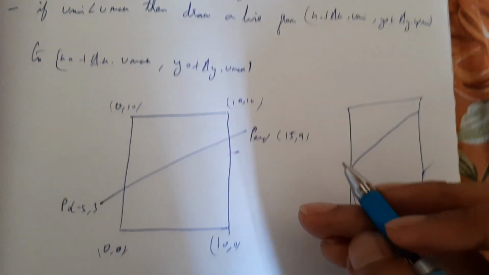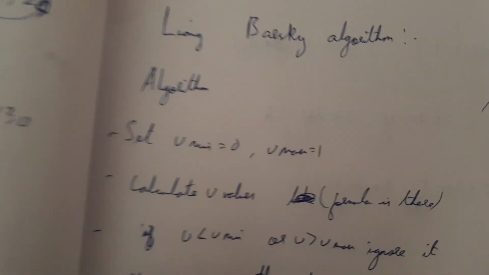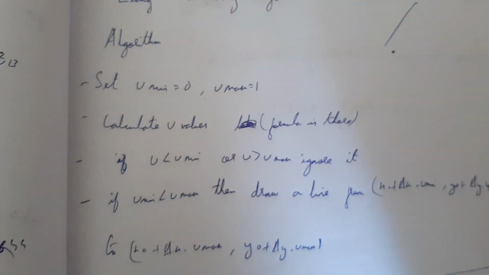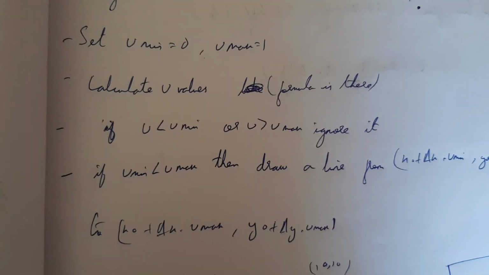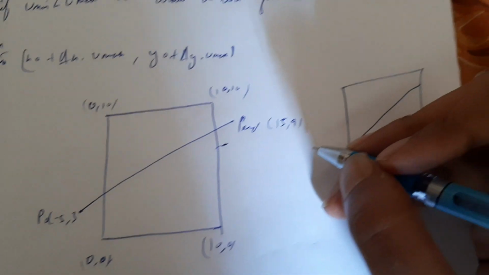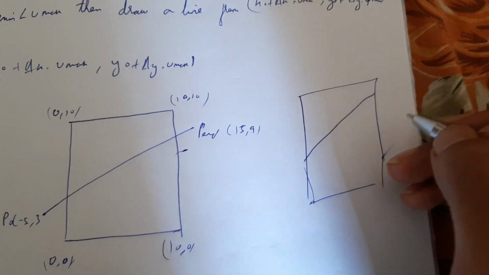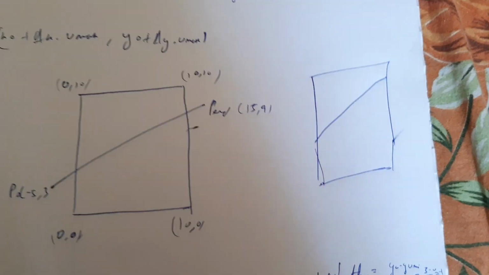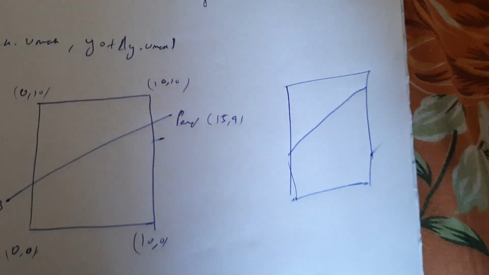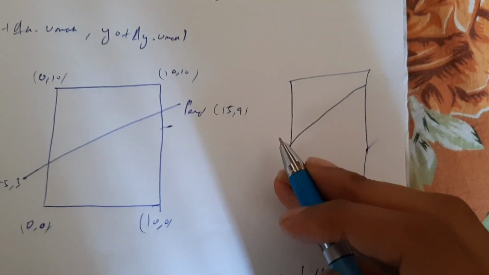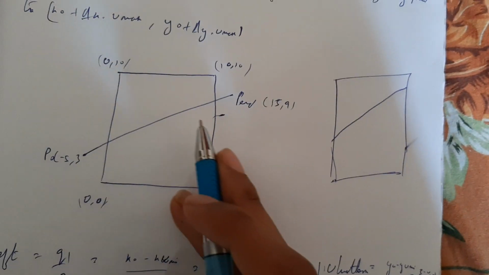So how do we get from here to here, like I was saying? Now look at the algorithm again. We set u min equal to 0 and u max equal to 1, that we did. Now I told you about the u values earlier: u left, u right, u top, u bottom. We put in a formula and calculate a value. This value is considered u left, this is u right, this is u top, this is u bottom. Now let us look at a more sophisticated point of view. The line is from here to here.